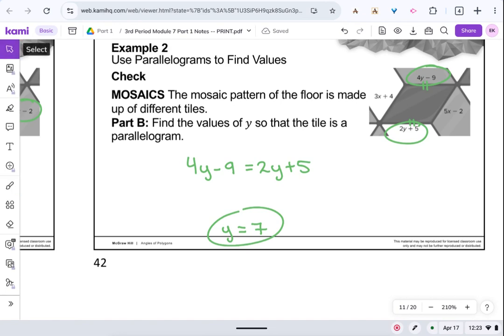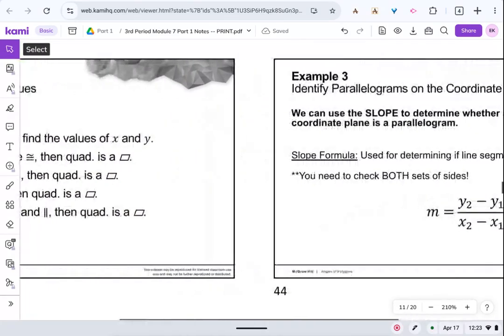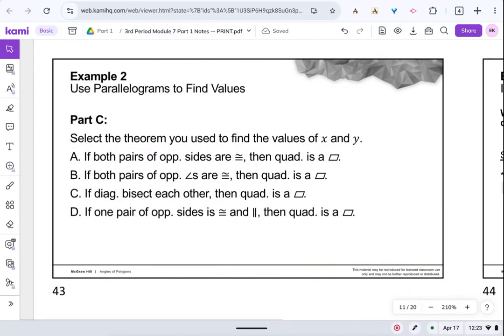Slide 43 is just asking why we set up our problems the way we did. We were looking at the sides. So obviously, letter B wouldn't work, right? That's talking about angles. Letter C is talking about diagonals. That doesn't work. The two that talk about sides are the A and D. A says if both pairs of opposite sides are congruent, then it's a quadrilateral. That is the statement that answers why we set up how to solve for x and how to solve for y.